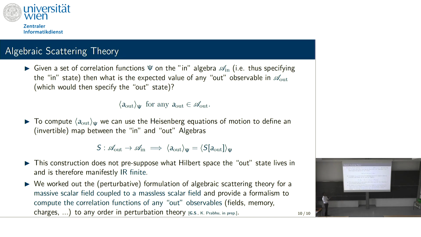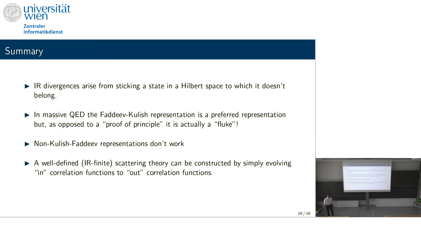In this framework, we spell it out in a lot more detail in a paper that's coming up, for a massive scalar field coupled to a massless one. The reason we just do scalar is that we can ignore any gauge issues that we didn't want to deal with, just to explain how this whole setup would work. But what you can calculate is, you can send in any in-state you want. It doesn't have to be dressed. It doesn't have to do anything in particular. You just evolve them, and you can calculate the out-correlation functions of the memory, the charges, of whatever, and it's all manifestly IR-finite because I never said the word Hilbert space. Okay, and with that, I'll end my talk.